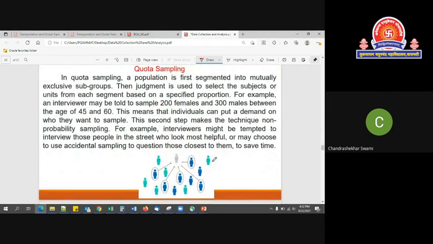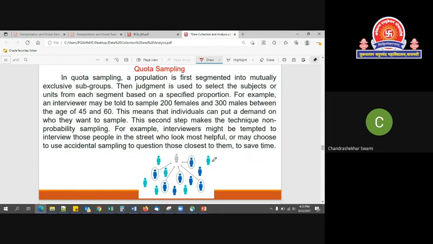नेक्स्ट इज कोटा सॅम्पलिंग. In the quota sampling, a population is first segmented into mutually exclusive subgroups. In judgment, it is used to select a subject or units from each segment based on a specified proportion. For example, an interviewer may be told to sample 200 females and 300 males between the age of 45 to 60. This means that individuals can put demand on who they want to sample. This second step makes it a technique of non-probability sampling.